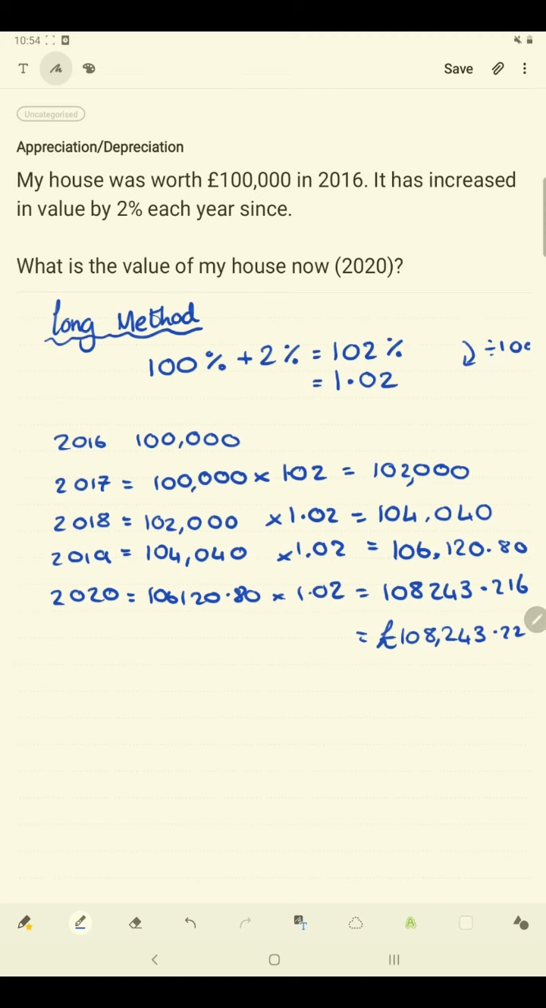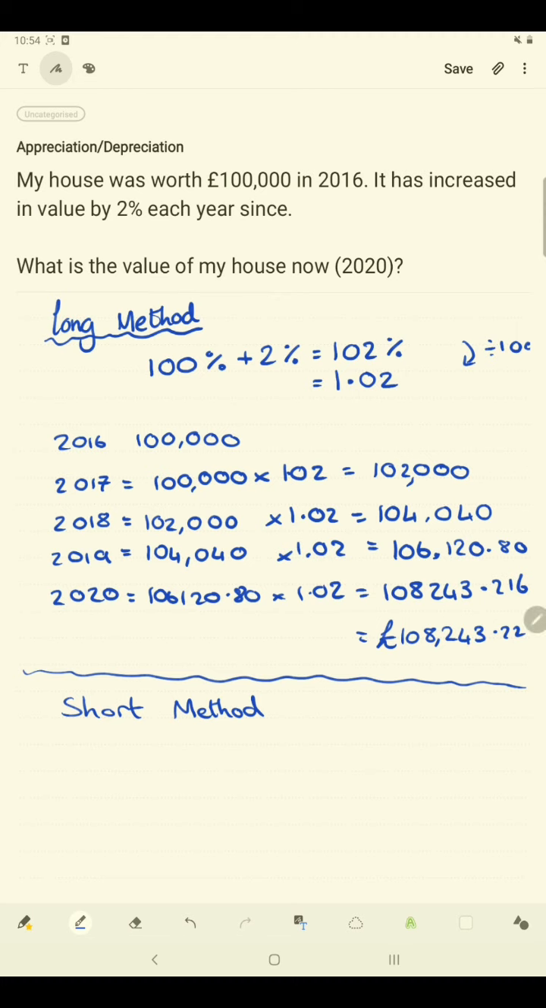And the thing is, as you can see, it's sufficient maybe if you're doing it for 2 or 3 years. But when you start doing it for 5 years, it takes a really long time. So we're going to have a quick look at the short method. And the short method relies on the fact that when you look at what we're doing each time, we're just multiplying our previous answer by 1.02.